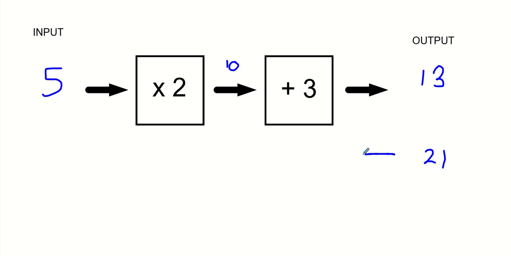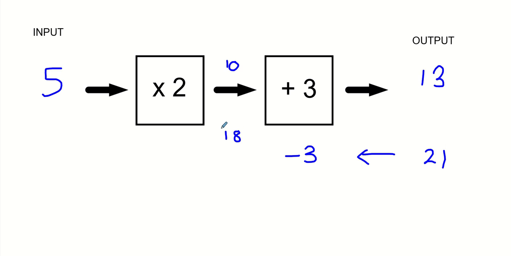So if I'm working backwards through this machine, I need to undo the +3, which will be a -3, because minus is the opposite of add. So 21 minus 3 will give me an answer of 18. So 18 was the number that went into this machine to add 3 that gave me the 21.